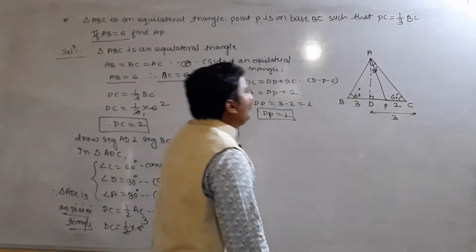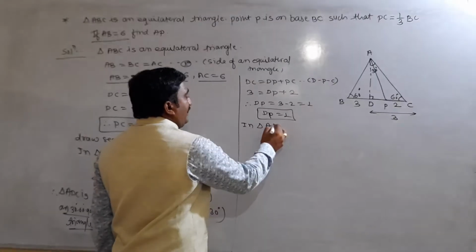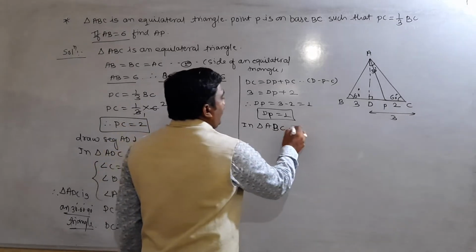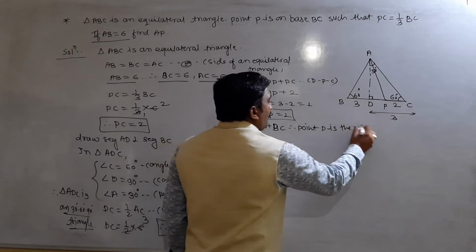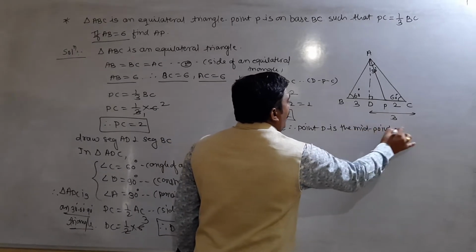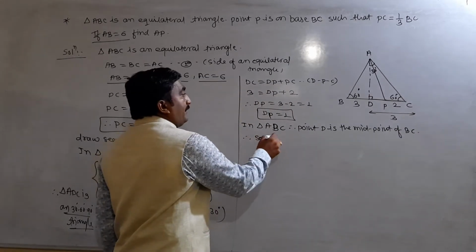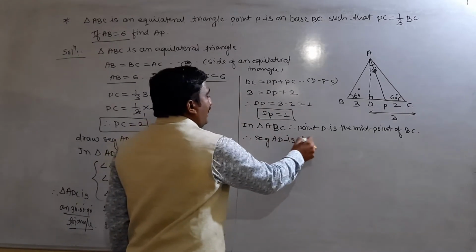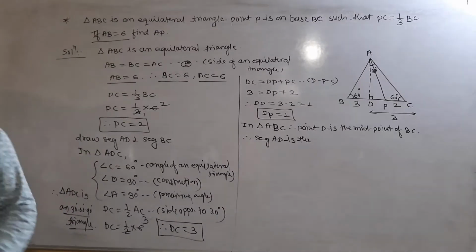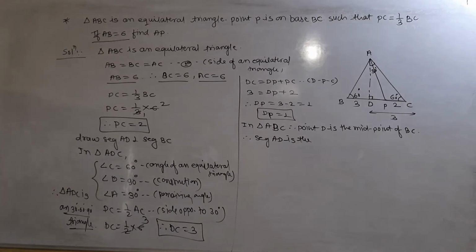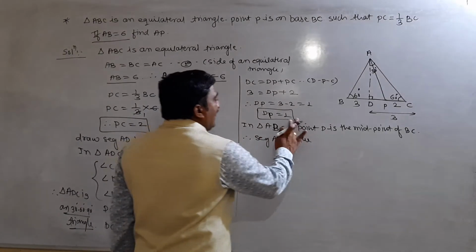In triangle ABC, point D is the midpoint of BC. So segment AD is the median. Or here, if you look, we can also use Apollonius theorem in triangle ABC.